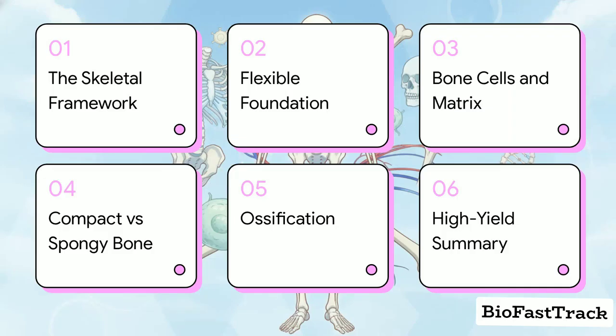So here's our roadmap for today. We're moving logically from the macroscopic anatomy straight down to the microscopic cellular level. We'll cover the skeletal framework, look at cartilage, the bone cells and matrix, compare compact versus spongy bone, touch on ossification, and finish up with a high-yield exam summary.